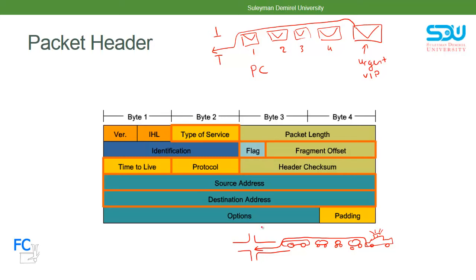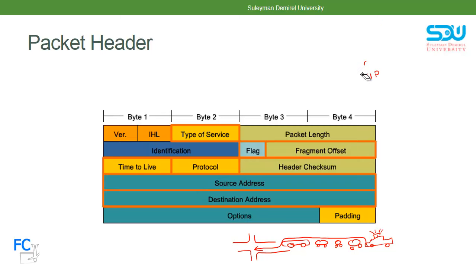The same situation happens with the packages. Some packages have the privilege to be sent as urgent packages to help the other packages. It's like control packages.